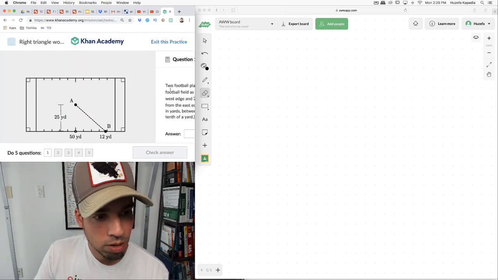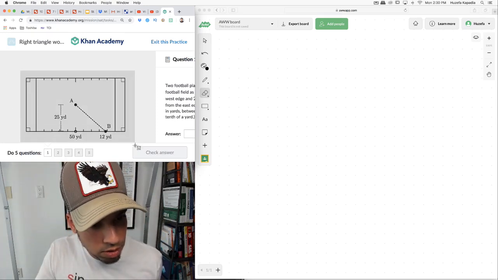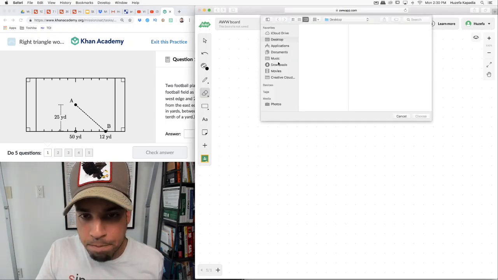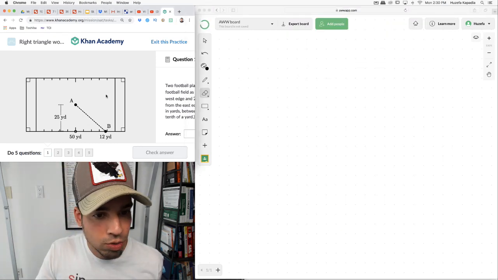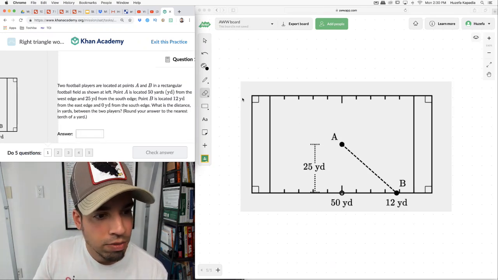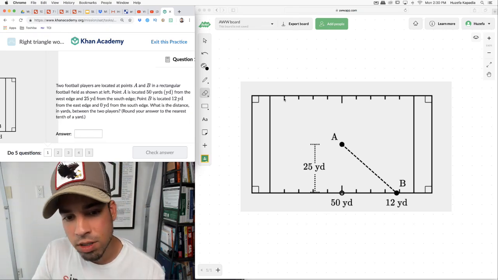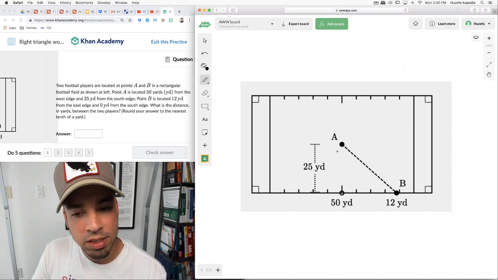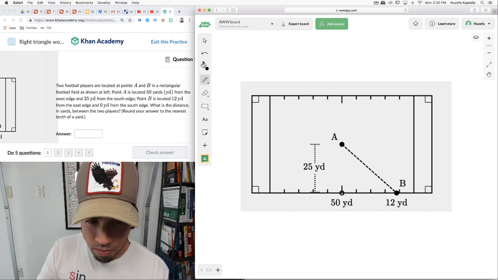Right triangle word problems. I'm going to take a screenshot of this and paste it on the board here. So let's read the problem. It says two football players are located at points A and B in a rectangular football field as shown at left. Point A is located 50 yards from the west edge. Hold on, let's write this here. Point A is at the 50-yard line from the west edge. So I assume this is the west edge. Usually we look at west as left and east as right.